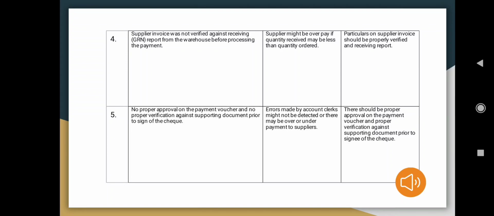And the last weakness is no proper approval on the payment voucher and no proper verification against supporting documents prior to signing of the check. So the possible effect is errors made by account clerks might not be detected, or there may be over or under payment to suppliers. So the recommendation is there should be a proper approval on the payment voucher and proper verification against supporting documents prior to signing of the check.